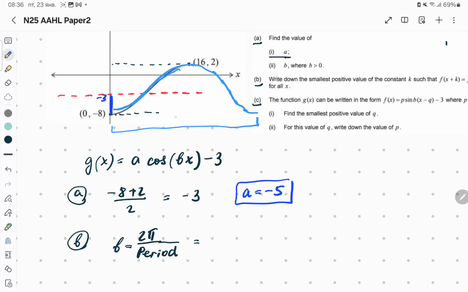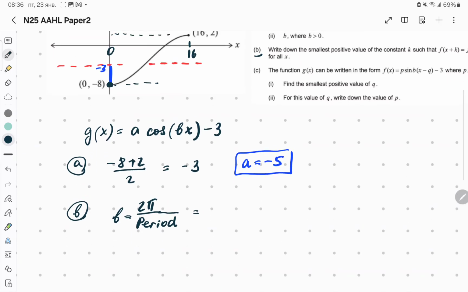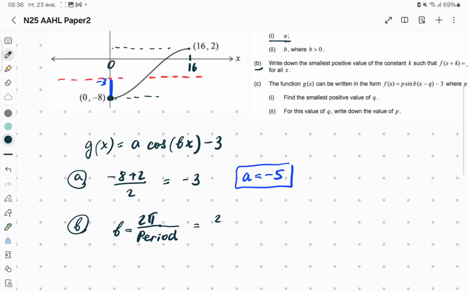That's why we have to calculate this x length. Calculating the x length, we can find that in terms of x, it starts from 0 till 16, and it is half, right? So that's why we can say that the period is 32. So 2 pi is equal to 2 times 16. So 2 pi over 32. After reducing the fraction, we get pi over 16. So pi over 16 is the value of B.